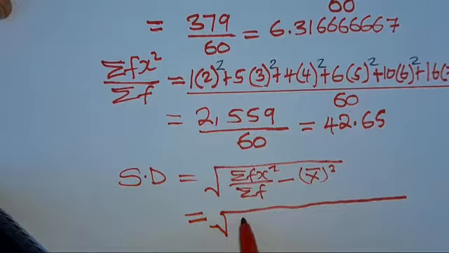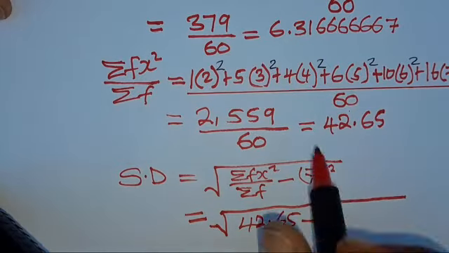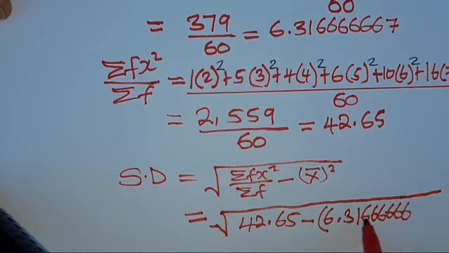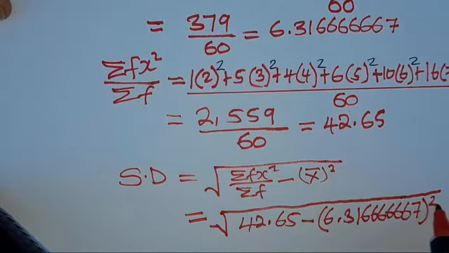So we're going to have 42.65 minus the x bar. So x bar we found that is 6.31, so 6.31, then 6 recurring. There are 6 sixes, 1, 2, 3, 4, 5, 6, and a 7. And remember here you are squaring it, so squared.